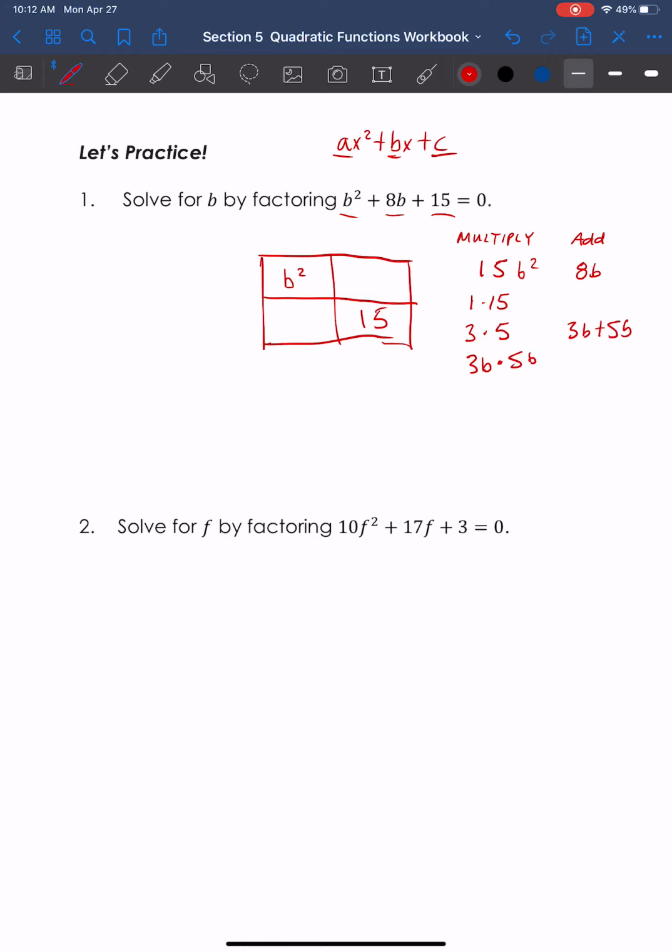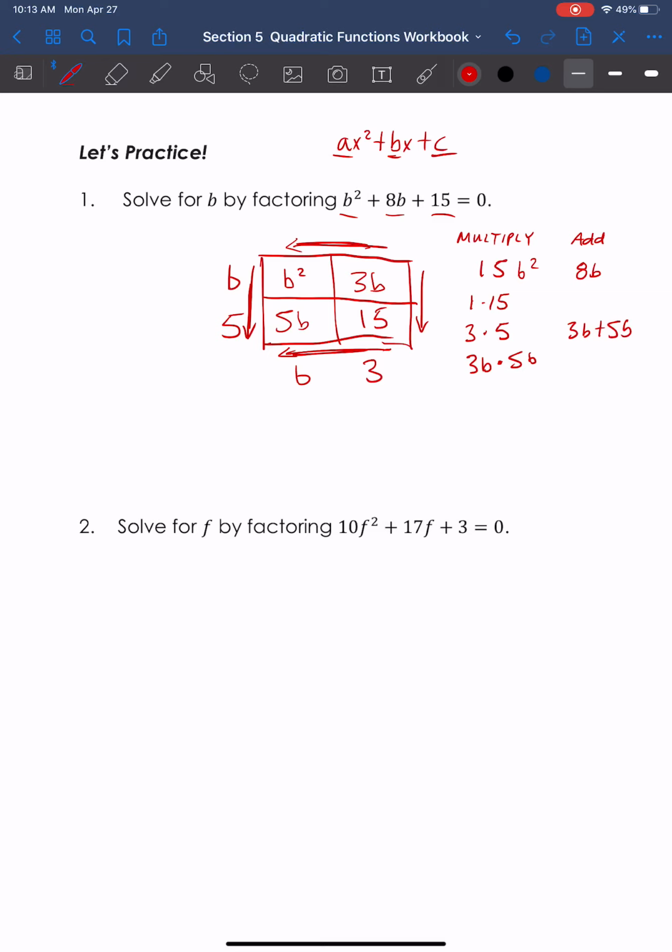So I can use those, and the order that you put these numbers into the box does not matter. You can put them in either one. Let's go ahead and factor this out. Along this top row, b squared and 3b have a common factor of just b. On the bottom row, 15 and 5b share a common factor of 5. The first column shares a b, and the second column shares 3.